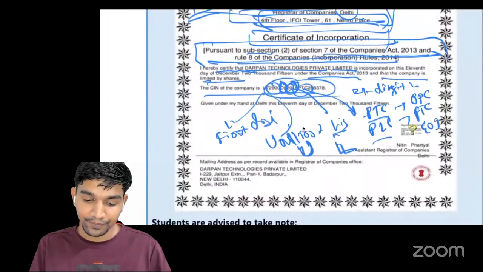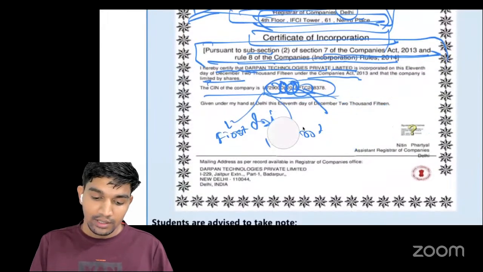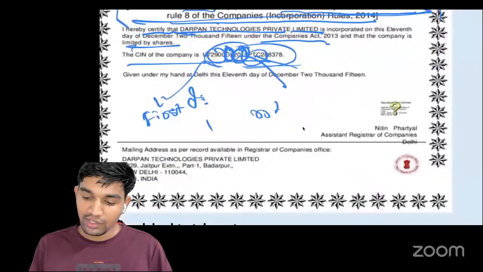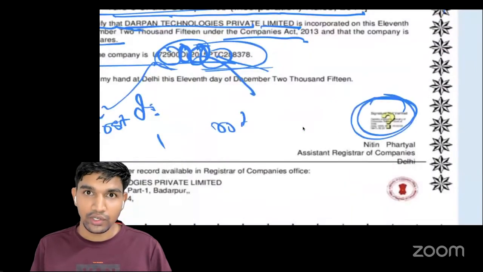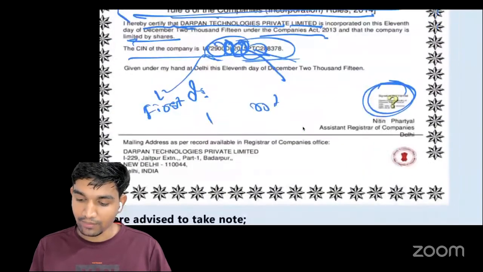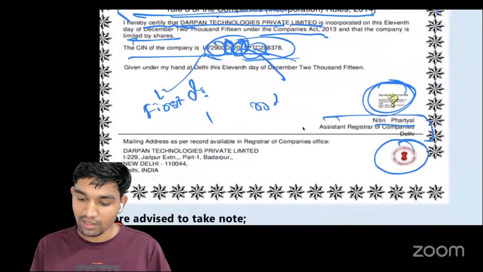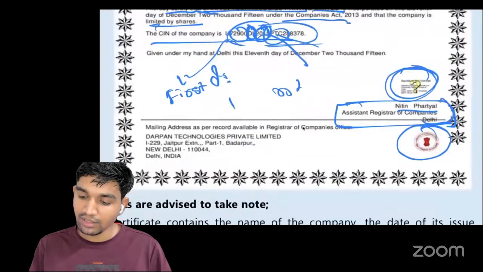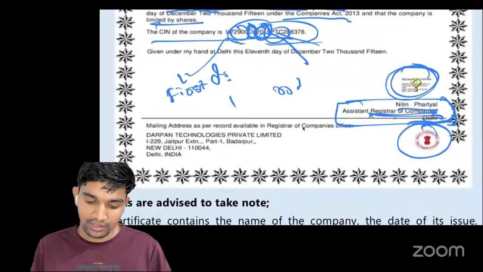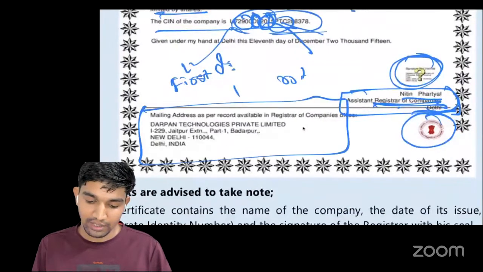Now this is signed with a digital signature. This is the digital signature of the ROC, and this is the stamp, and this is the name and the designation of the ROC, and here is the address of the company.